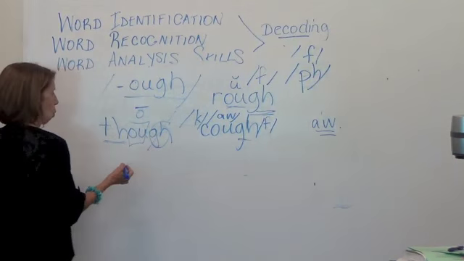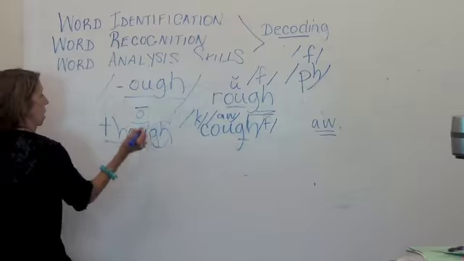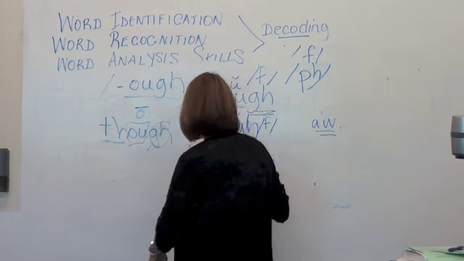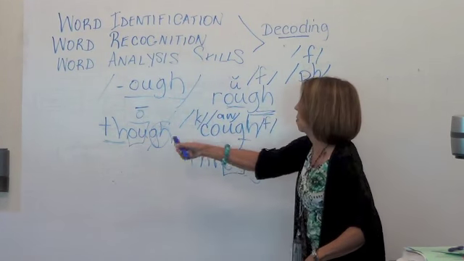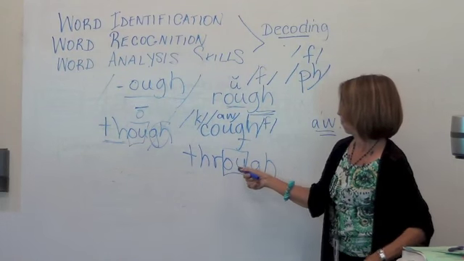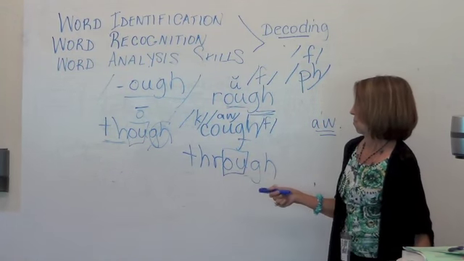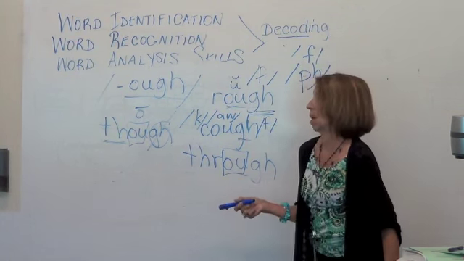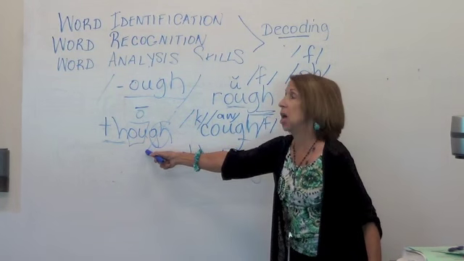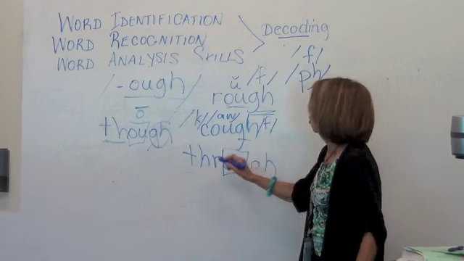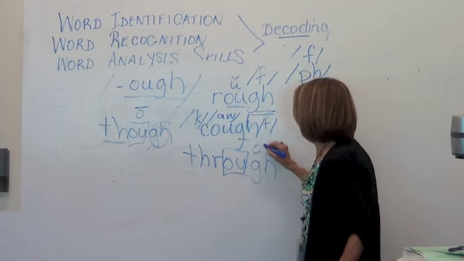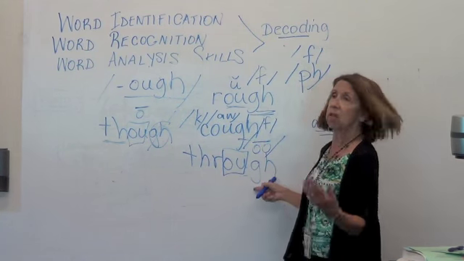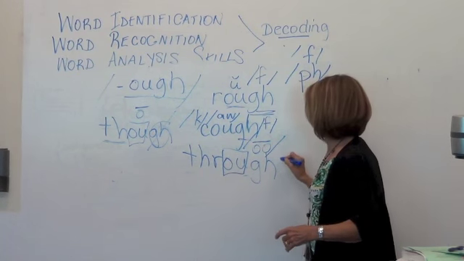Let's look at what happens when I add one more letter here. What does this do to my O-U sound when we go from though to through? Through. Is it through? This is through. So we go from though, where the O-U has a long O, to through, where the O-U has a long double-O sound. And do we need the G-H? No, we still don't need that.